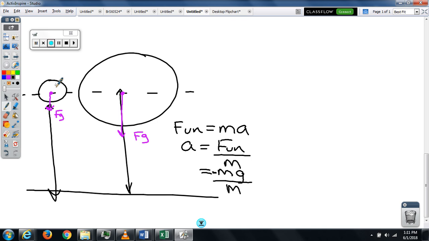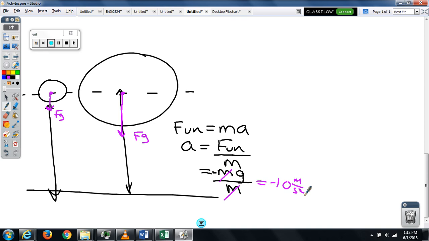But the way gravity works is that because gravity is proportional to the mass, it allows for these two objects to fall at the same rate. So these two masses in the equations cancel, and so no matter what mass I have plugged in, I would get negative g, which is negative 10 meters per second squared.